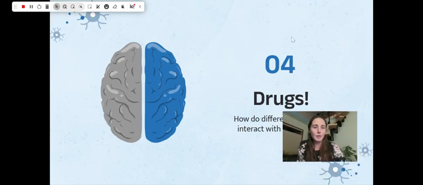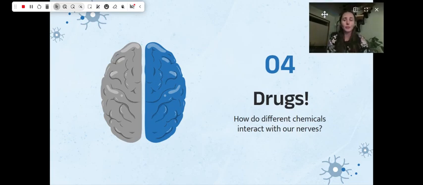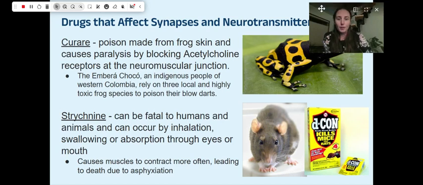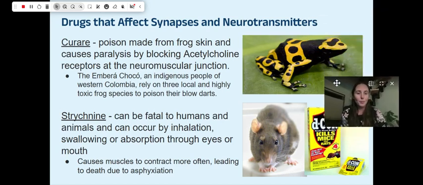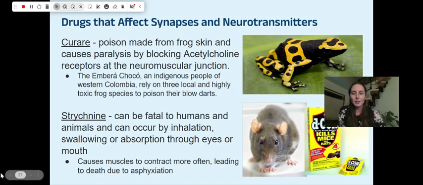All right, our last portion of this, we're going to talk about drugs, or what different chemicals can do when they interact with our nervous system. The first one we're going to look at as an example is from poison dart frogs, which is curare. It's a poison made from frog skin. It causes paralysis by blocking acetylcholine receptors at that neuromuscular junction, so between the nerve cells and the muscles. There's an indigenous group of people that have put that poison from the frogs on darts, which is how they get their name, and used it in hunting practices. And if you've been across the hall, you can see the non-poisonous poison dart frogs that Mr. Greshik has.